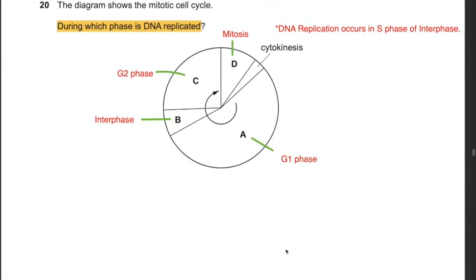Question 20. The diagram shows a mitotic cell cycle. During which phase is DNA replicated? DNA replication always occurs in the S phase of interphase. And if you go to this given diagram, starting from cytokinesis, then it will be followed by G1 phase. After G1 phase would be the S phase, and then the G2 phase, and then finally mitosis. And where is DNA replicated again? DNA is replicated in the S phase of interphase. Since there is no S phase but interphase is given, the answer is B, interphase.